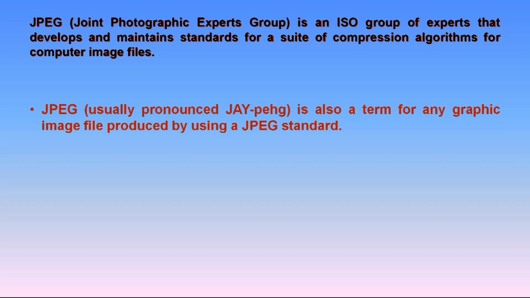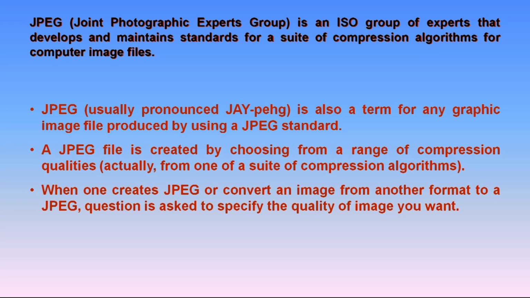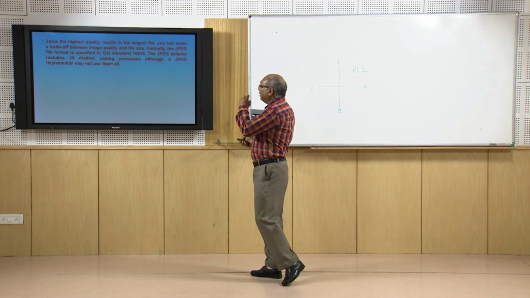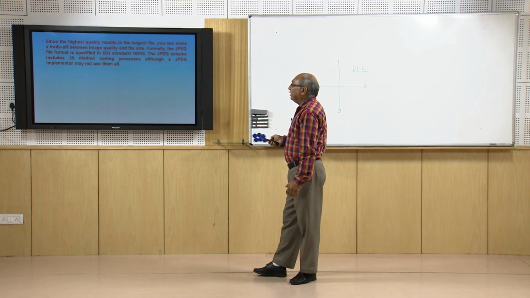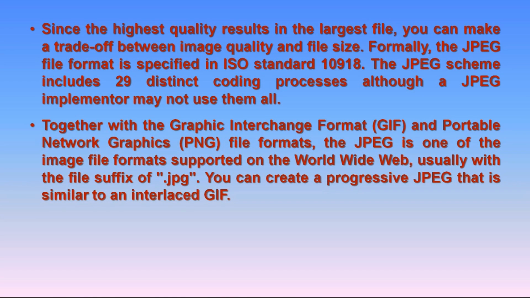JPEG again is a group of people, the Joint Photographic Experts Group. Different versions of JPEG have also come, and these still are being developed, because it provides high compression and therefore it is very popular among people. People have followed certain standards and other codings are also available. Then, together with JPEG, you have GIF and PNG, that is Portable Network Graphics files. JPEG is one of the image file formats supported on the World Wide Web.